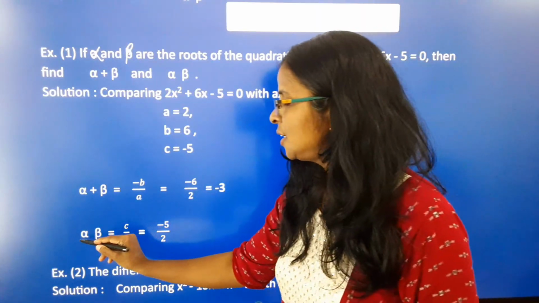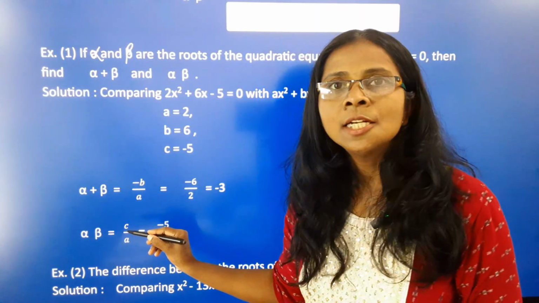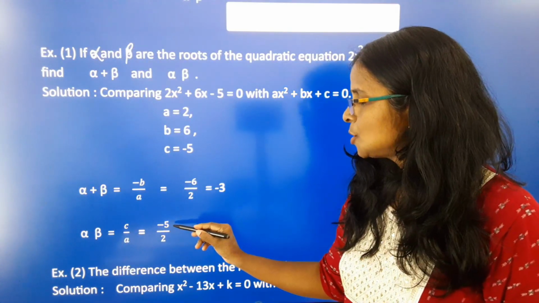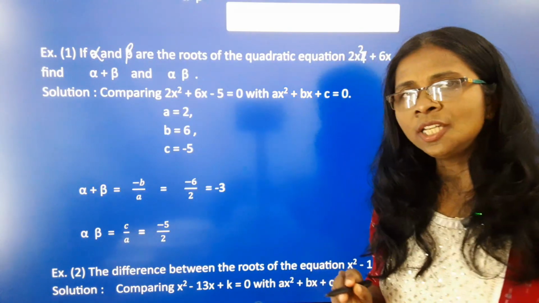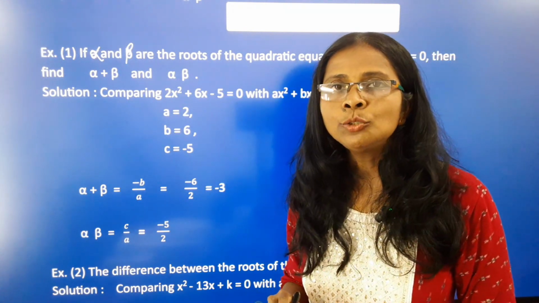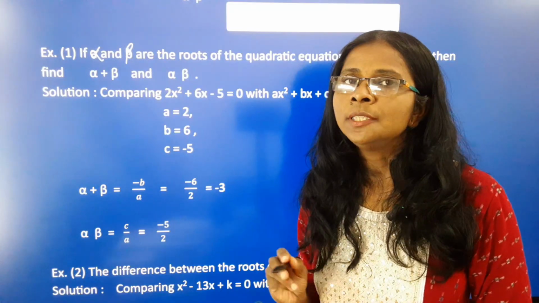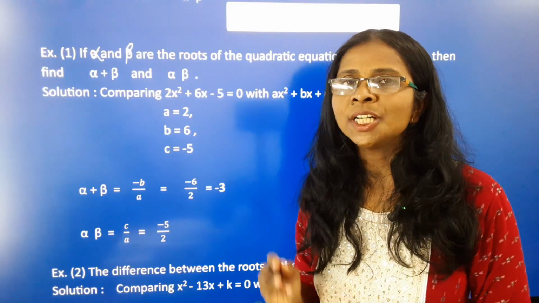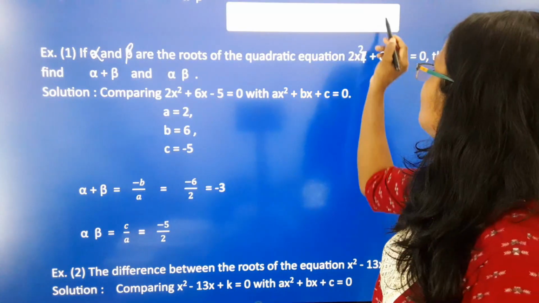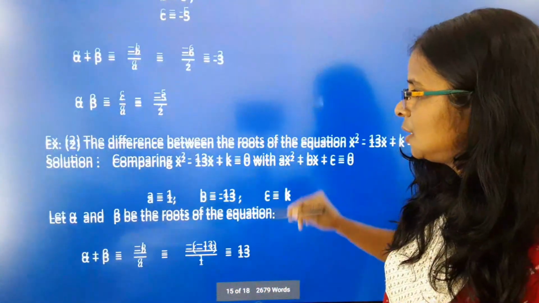So now alpha into beta, the formula is c upon a. So here minus 5 upon 2. So this way we can find out alpha plus beta and alpha into beta with the help of the values, that is the coefficients a, b and c. Okay students? Now let us see the next example.